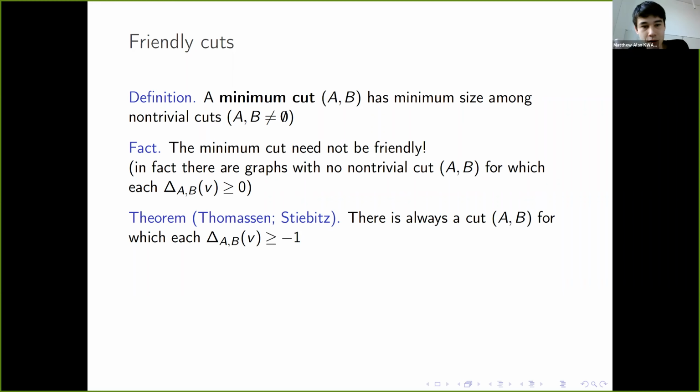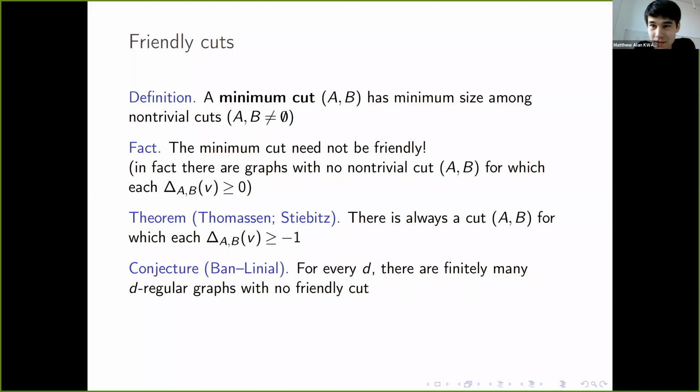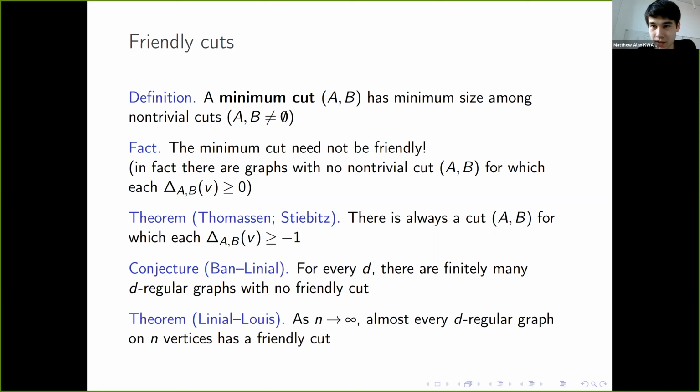So on the one hand, you can always find an almost friendly cut. And the counterpart of that is this beautiful conjecture of Bará-Lineal, which says that you can almost always find a genuinely friendly cut. So they conjecture that for every d, there are only finitely many d-regular graphs which do not have a friendly cut. And there's some work in this direction, where almost all is in the random sense, by Lineal and Lewis, who proved that almost every regular graph has a friendly cut. Okay, so that's a quick summary of friendly and unfriendly cuts. Friendly cuts are a bit harder to think about than unfriendly cuts, but we can mostly guarantee friendly cuts in various senses, and we understand more or less what is going on.